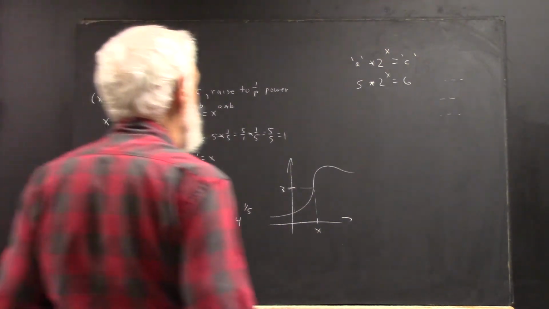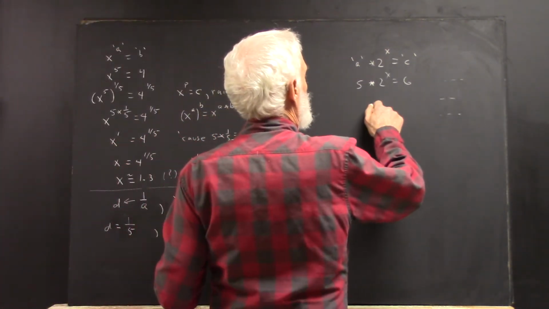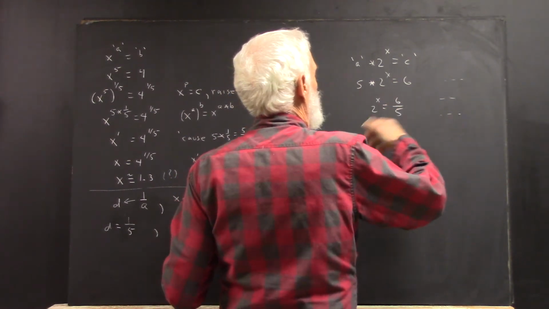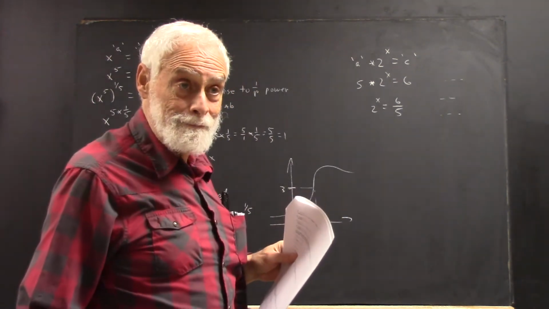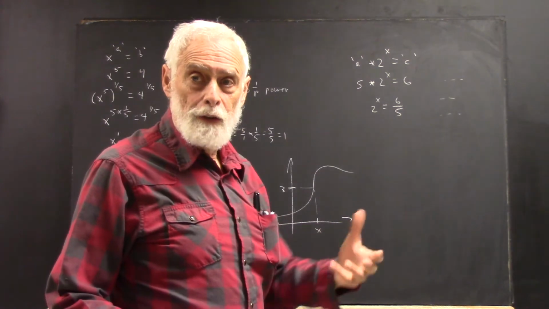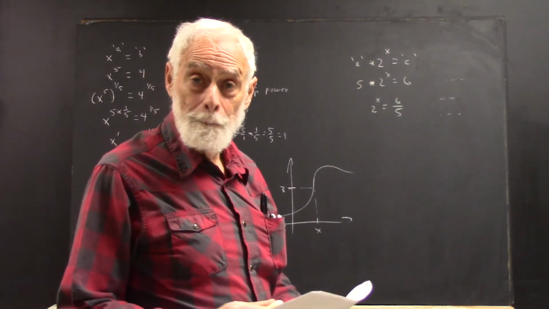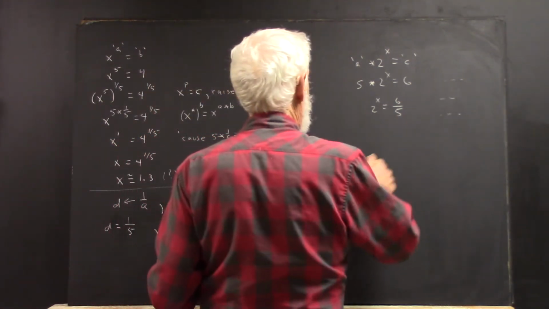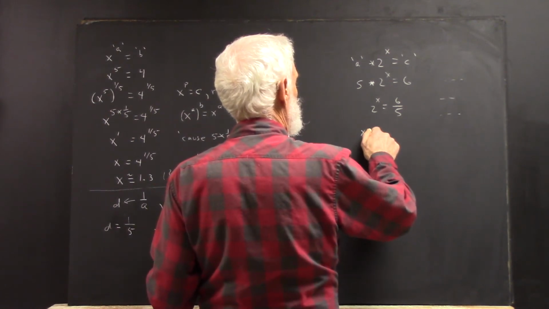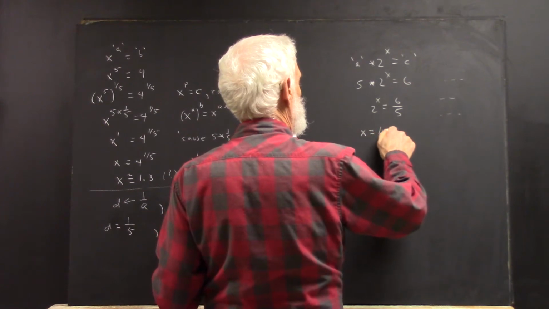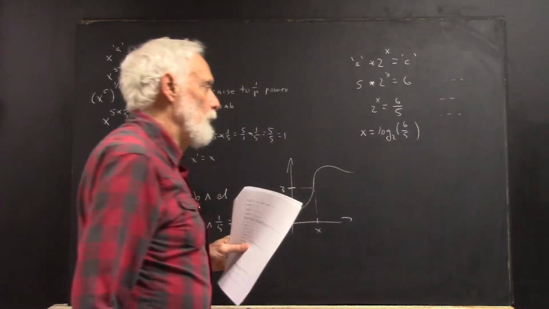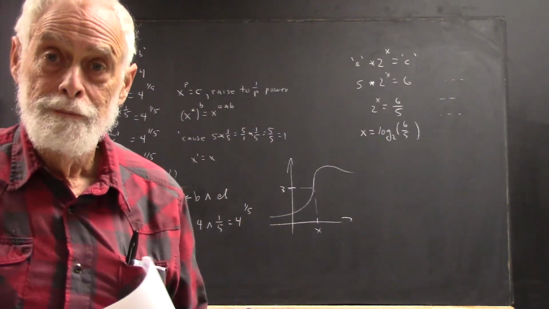So, if you follow what you do, you divide both sides by 5, so you have it in the form 2 to the x equals something, and then you can change it to logarithmic form. So x is going to be log base 2 of 6/5.